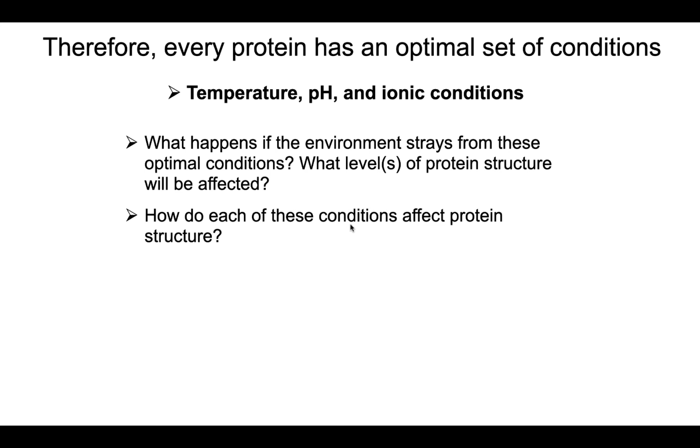Now let's take a look. Temperature is just kinetic energy, and the more kinetic energy you have, the more likely you're going to break those bonds, those weak interactions. But for pH and ionic conditions, we can go into a little bit more detail. So let's take a look at what happens to a protein when you stray from its optimal pH, and what happens to a protein when you stray from its optimal ionic conditions.